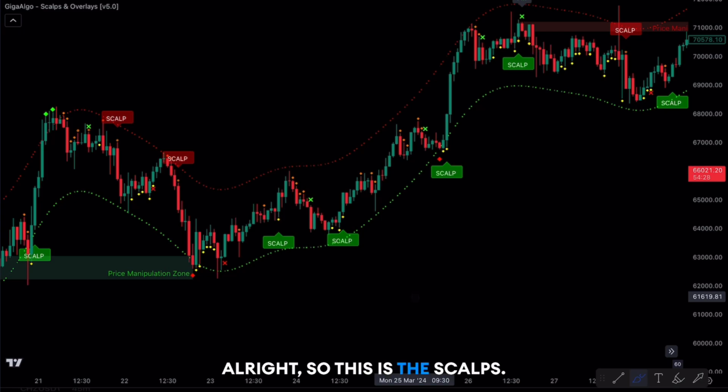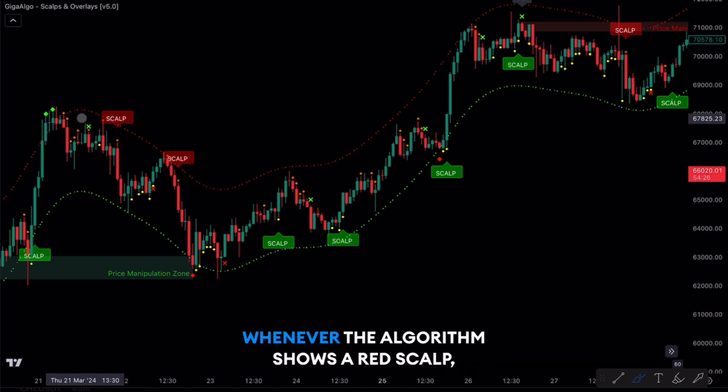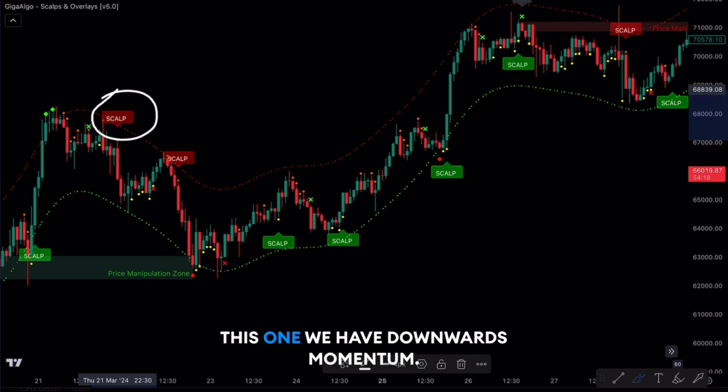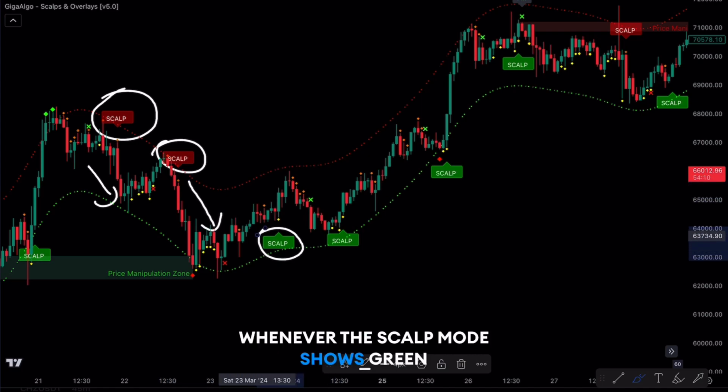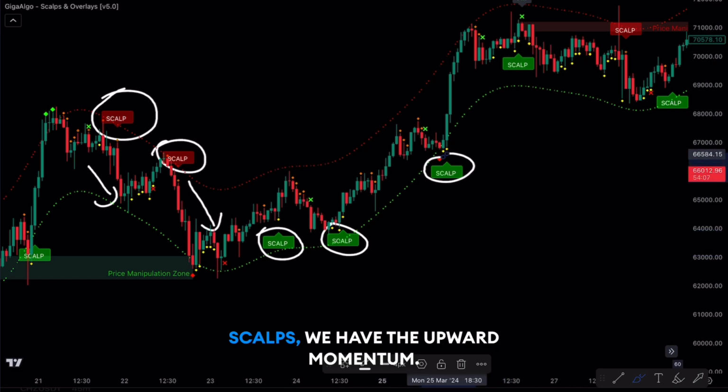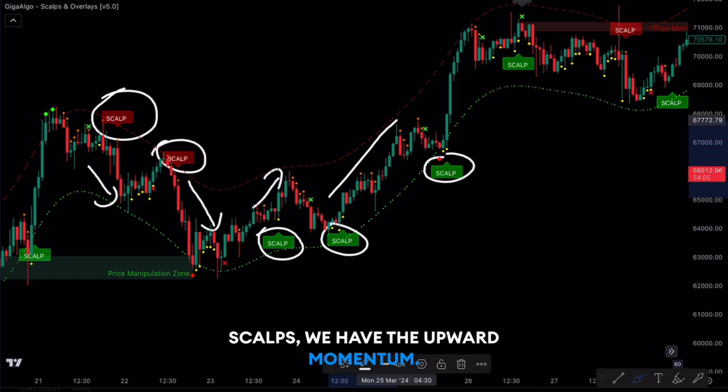Alright, so these are the scalps. Whenever the algorithm shows a red scalp, this one, we have downwards momentum. Whenever the scalp mode shows green scalps, we have the upward momentum.